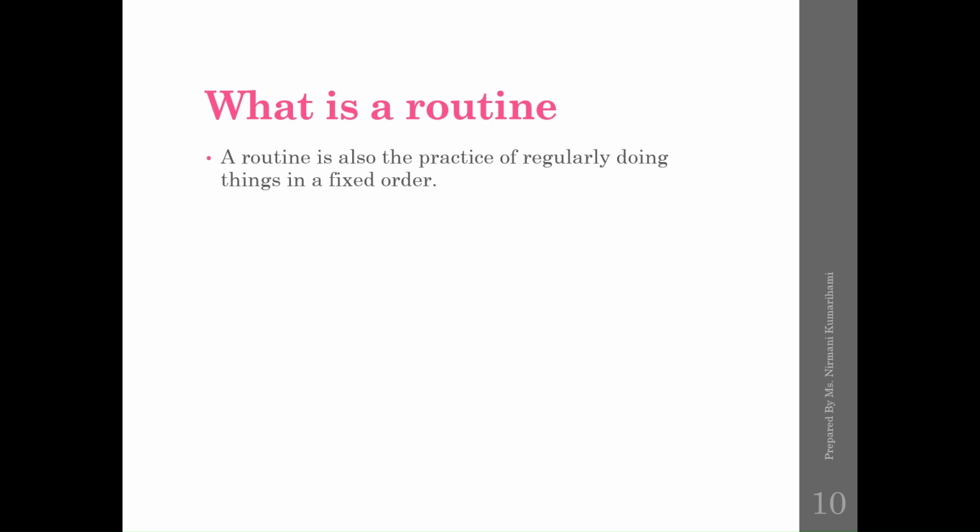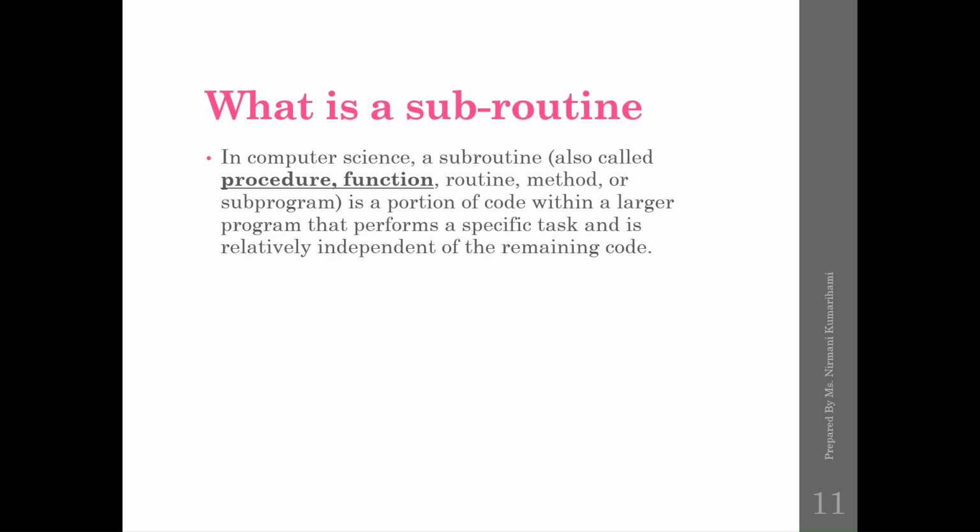So, what is a routine? A routine is also the practice of regularly doing things in a fixed order. What is a subroutine? In computer science, a subroutine, also called procedure, function, routine, method, or subprogram, is a portion of code within a larger program that performs a specific task and is relatively independent of the remaining code.